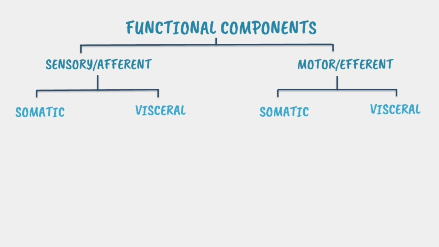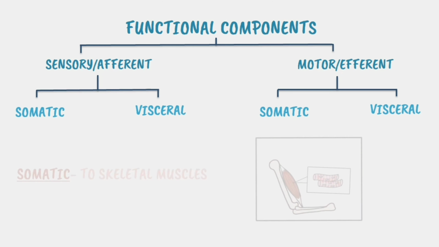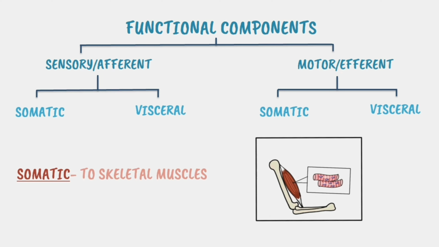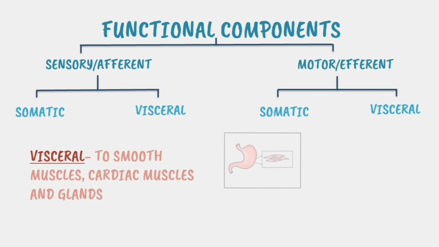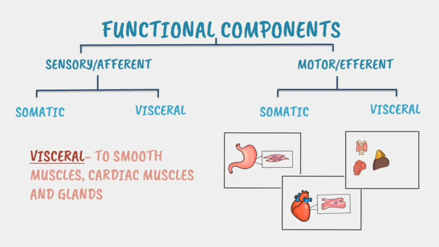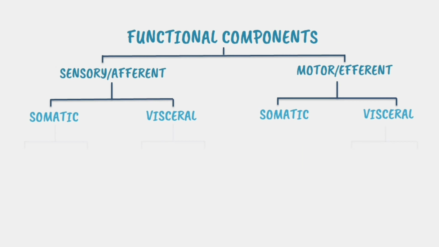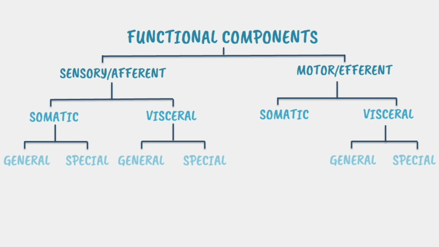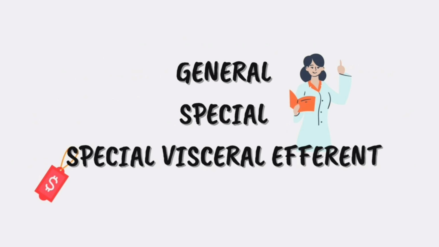They are further divided into somatic and visceral. Somatic is to the skeletal muscles. Visceral is to the smooth muscles, cardiac muscles, and glands. Somatic and visceral are further divided into general and special, except the somatic efferent, which only has a general part. You need to remember these three terms: what is general, what is special, and what is special visceral efferent.